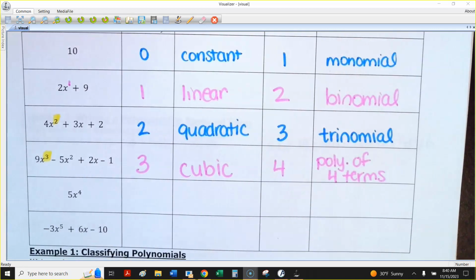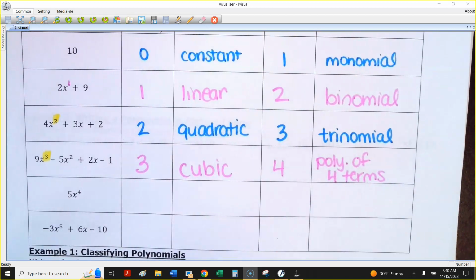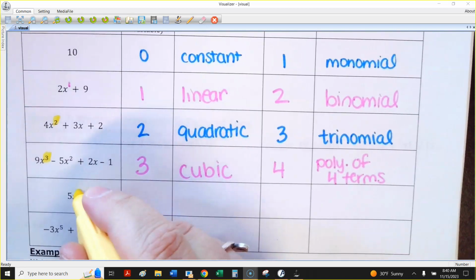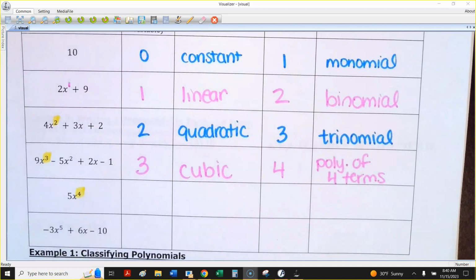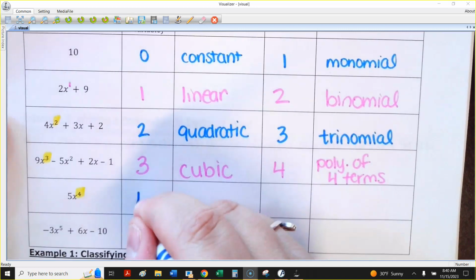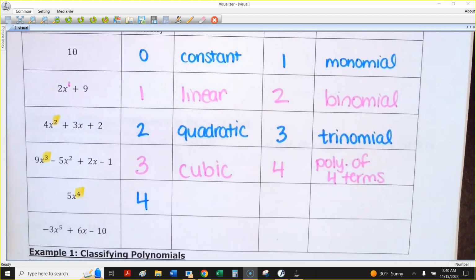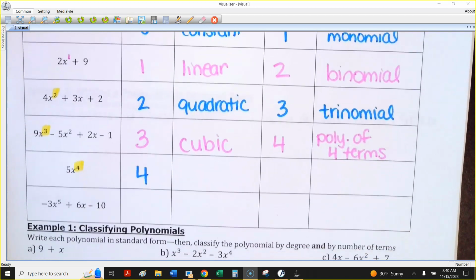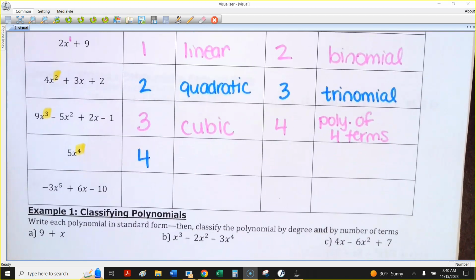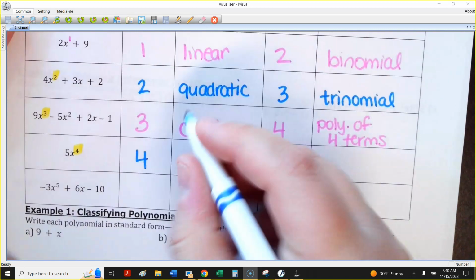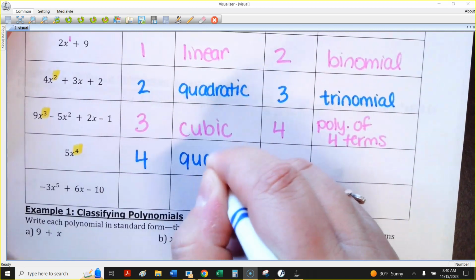All right. Now, my degree, again, is based on the highest power on my variable. So this guy's going to be 4. Does anybody know what the 4th degree is called? I don't know if you guys would hear this term very often. It looks similar to quadratic. It's okay if you haven't heard this before. Okay, the 4th degree is called quartic.